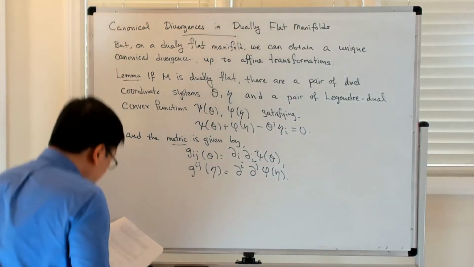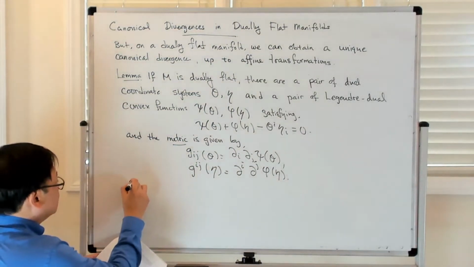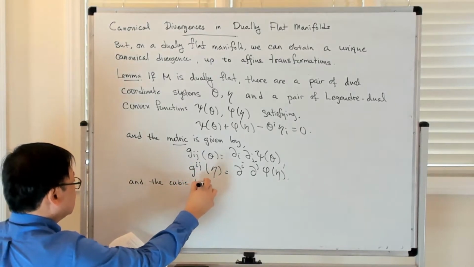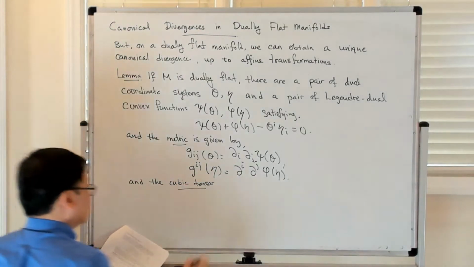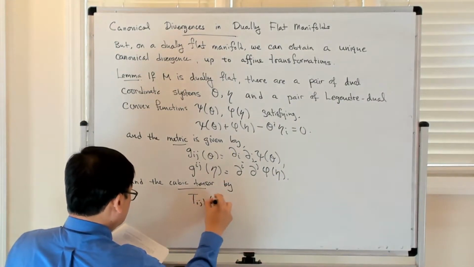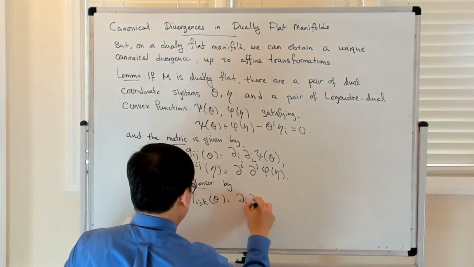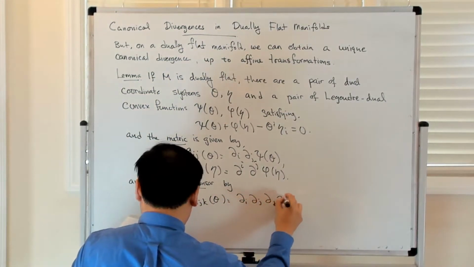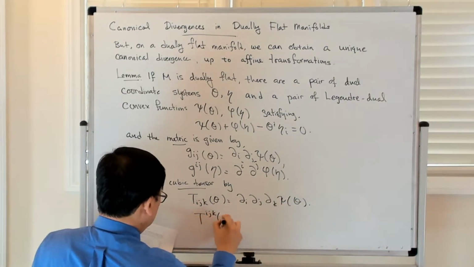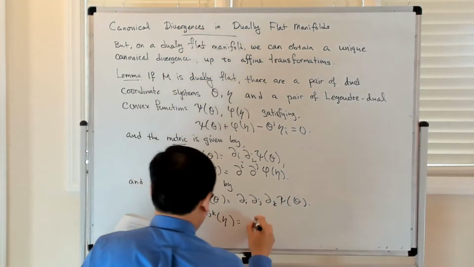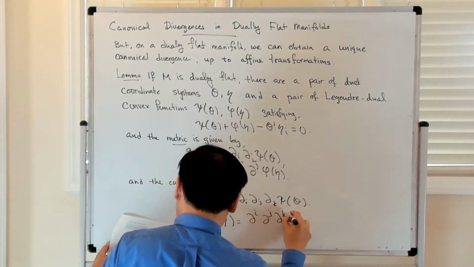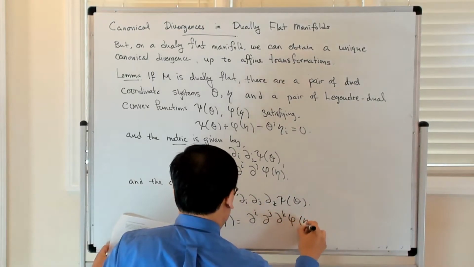And then the cubic tensor is given by T_ijk(theta) as partial i, partial j, partial k of, again, the convex function, or T^ijk in the dual coordinates is partial^i, partial^j, partial^k of the dual convex function.